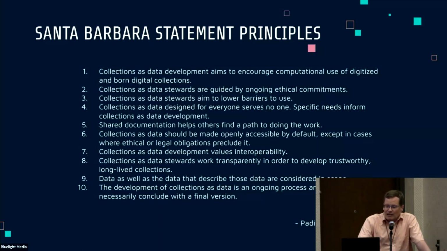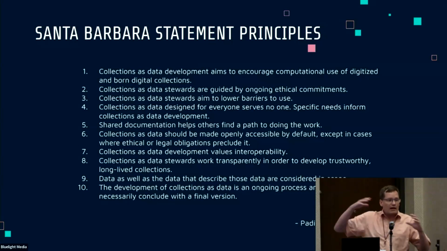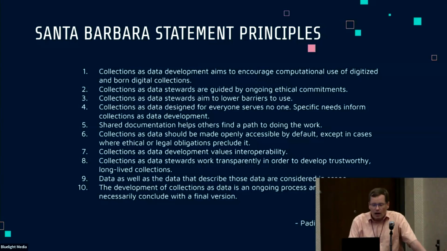Number 9 is data as well as the data that describes those data. See how many times you can use the word data in a sentence, are considered in scope. So metadata about our collections is data that could potentially be useful. Taking a finding aid or an aggregate of all of the finding aids of a repository, doing a textual analysis of that could reveal some interesting things.